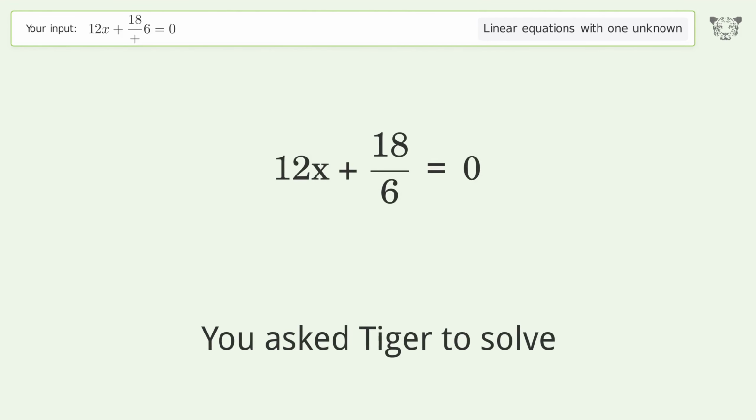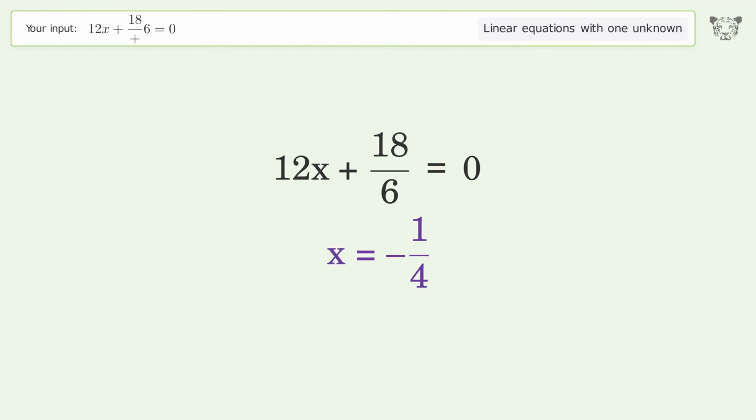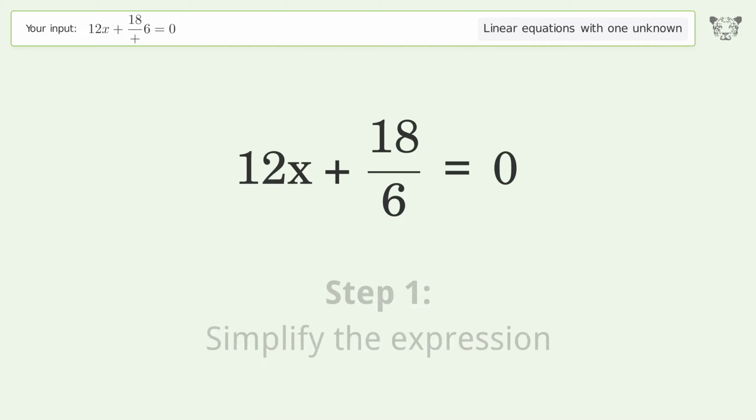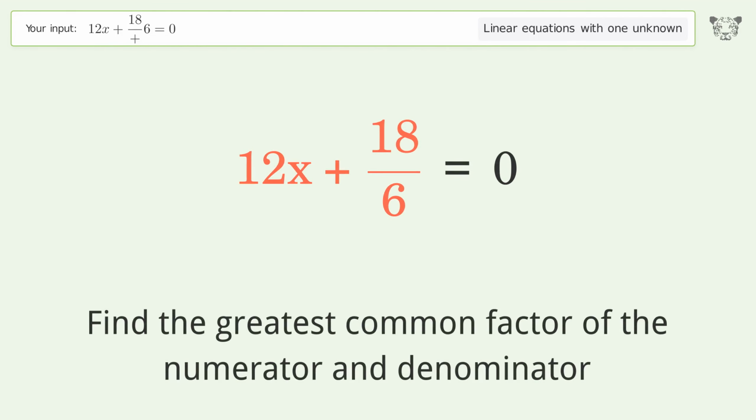You ask Tiger to solve. This deals with linear equations with one unknown. The final result is x equals -1/4. Let's solve it step by step. Simplify the expression. Find the greatest common factor of the numerator and denominator.